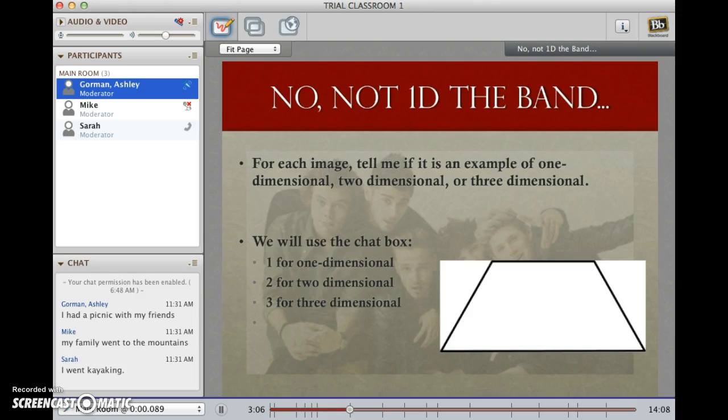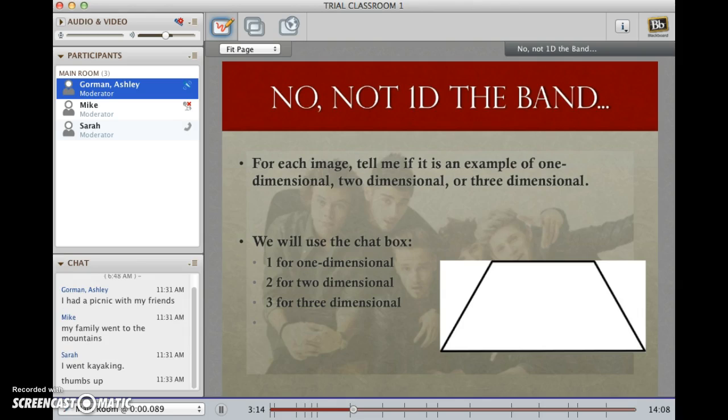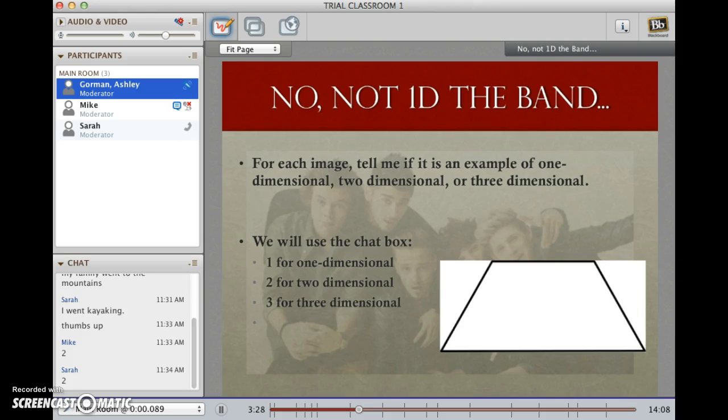So here we go. First example is up on the board. Remember, 1 in the box for one-dimensional, 2 for two-dimensional, and 3 for three-dimensional. There's Sarah. She has thumbs up. So 1, 2, or 3 in the chat box for which example you think it is. Mike's going with a 2. Waiting on Sarah for an answer. Okay. Sarah also says 2.